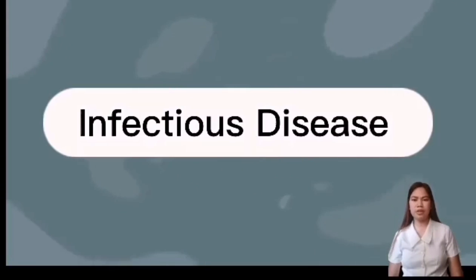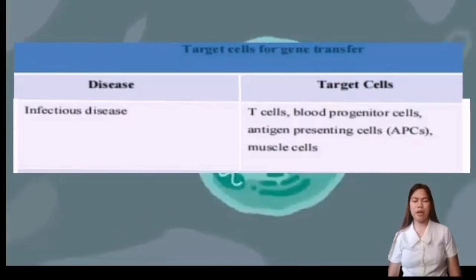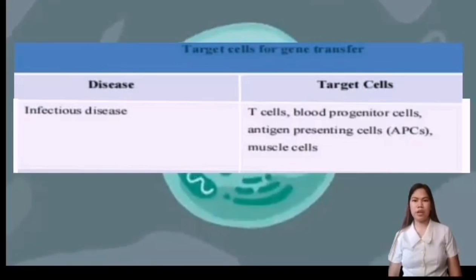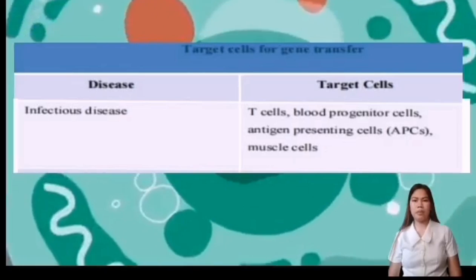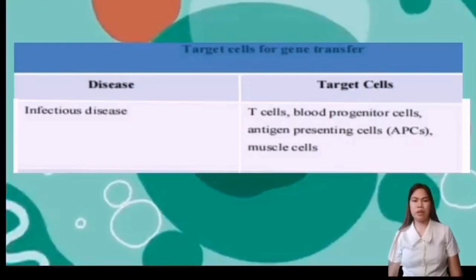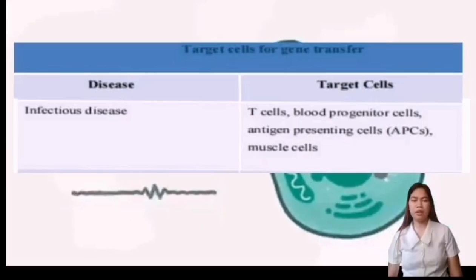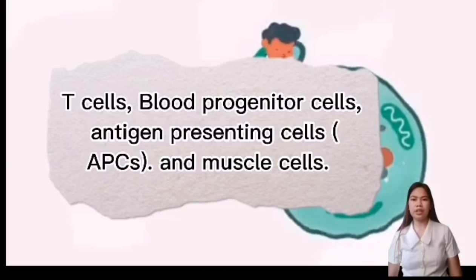So next is infectious disease. Infectious disease are disorders caused by organisms such as bacteria, viruses, fungi, or parasites. Many organisms live in our body. They are normally harmless or even helpful, but under certain conditions, some organisms may cause disease. So, T cells, blood progenitor cells, antigen-presenting cells, and muscle cells are the target cells.